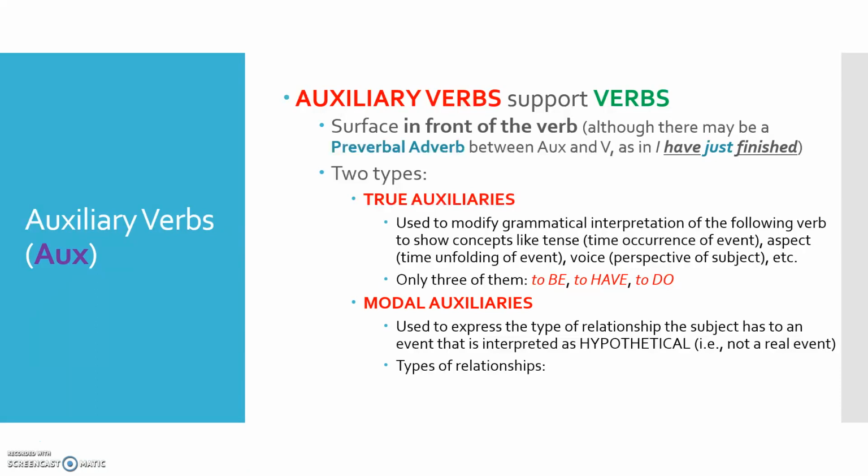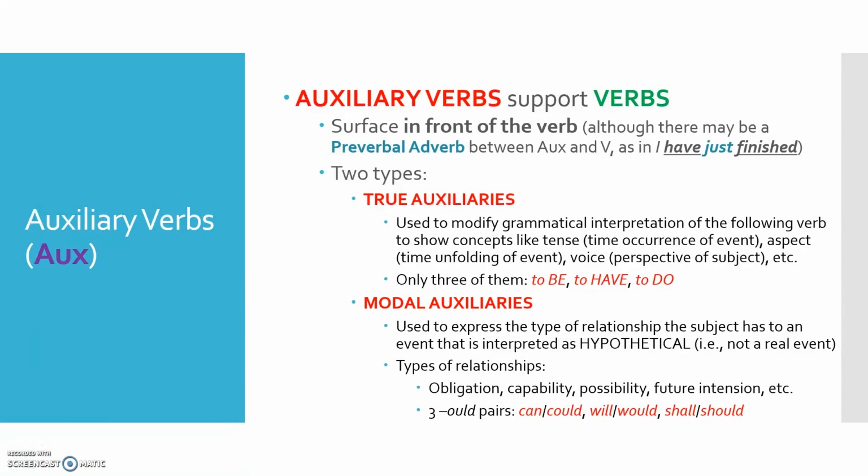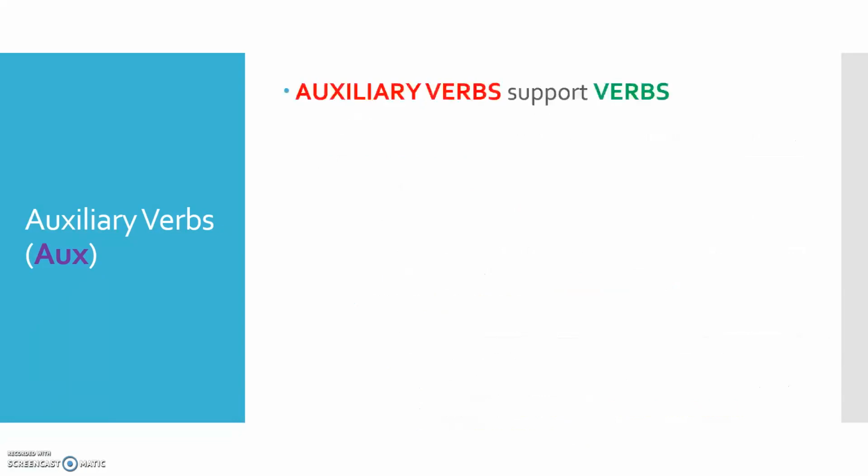For modal auxiliaries, the types of relationships that they might indicate the subject has to the event are relationships like obligation or capability or possibility or future intention, and we'll go into more details in a few minutes. Modal auxiliaries are not hard to memorize. We have the 3 ood pairs: can, could, will, would, shall, should. So you can probably see why I call them the ood pairs, the 2 C's, the 2 W's, and the 2 SH ones. And then we have our 3 M's: may, must, might. So the 3 ood pairs and the 3 M's is the total set of modal auxiliaries, and it's a good idea to get those memorized at some point before the final exam.